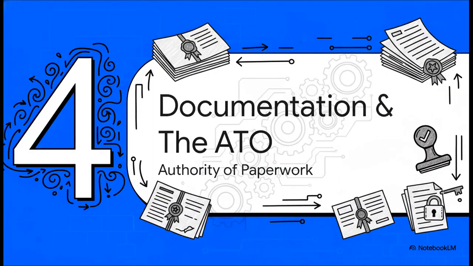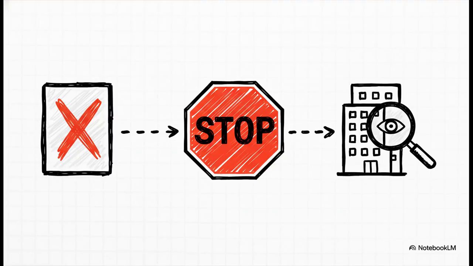And that whole exchange of documents brings us nicely to our next section, which is all about documentation and the ATO. And believe it or not, this is about the incredible authority of paperwork. This is where policy gets real. You have to understand, before an auditor even thinks about stepping on site, there's a deep dive into the documentation. You could say it's the real first line of defense.